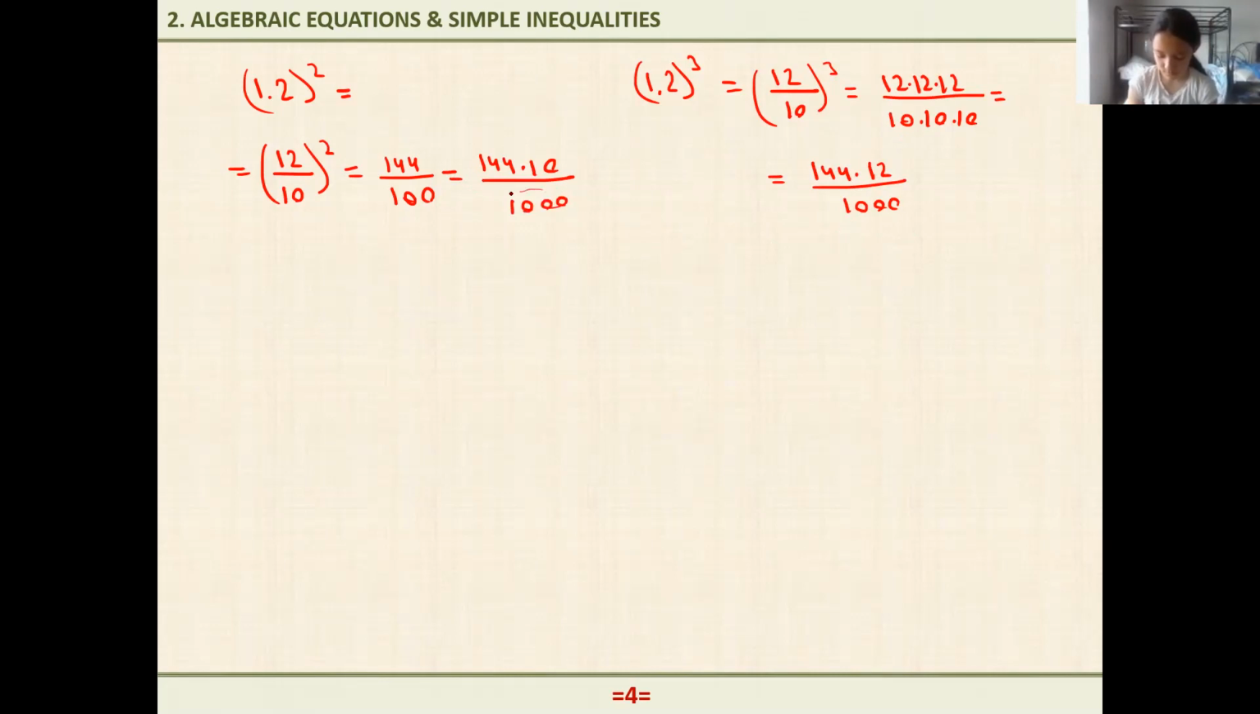All right, Shahina, now we have the same denominators, 1000 on the left, 1000 on the right. And also 144 the same. And if you notice here we have 10, the difference, right? Here we have 12. That's why this thing is less than this number.